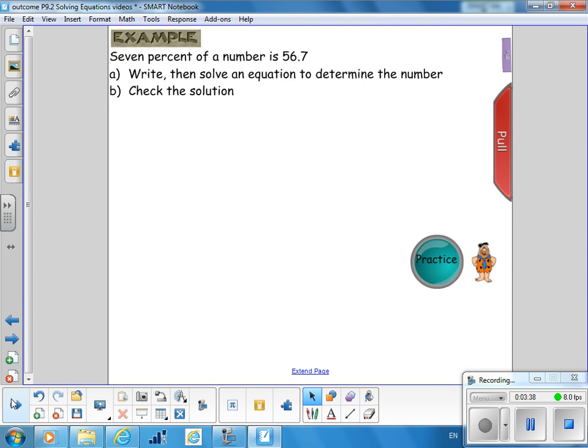7% of a number is 56.7. We want to write and then solve an equation to determine the number. Check the solution. So 7% of some number.